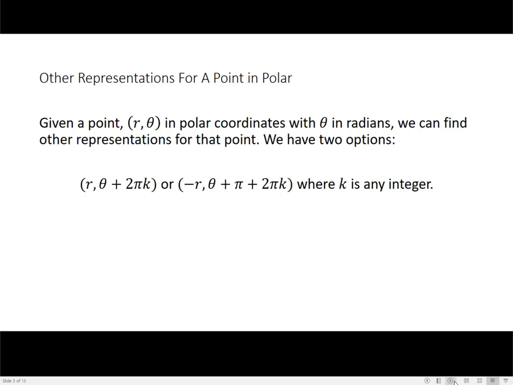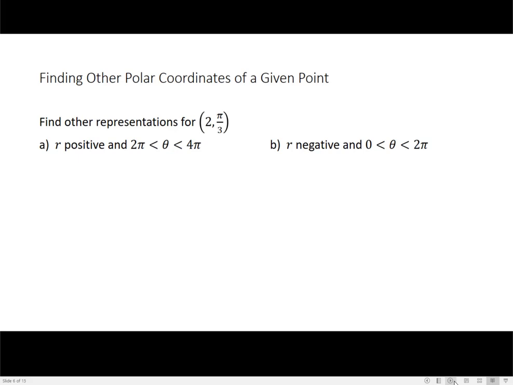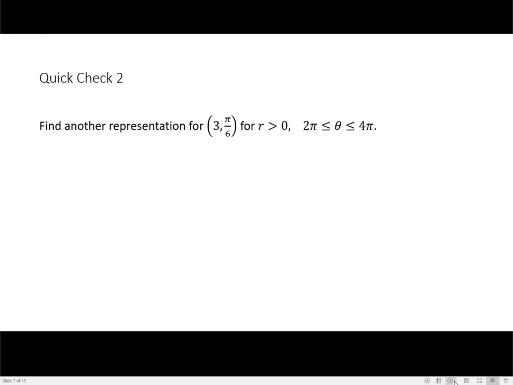Okay, and this is kind of like the general solution of our trigonometric equations, where we had the general solution and we had this integer k there. Well, k is going to be any integer, and it's essentially going to be a placeholder for us so that we can find specific representations within a particular interval. All right, so let's do two examples here, and then you guys will try the quick check too.